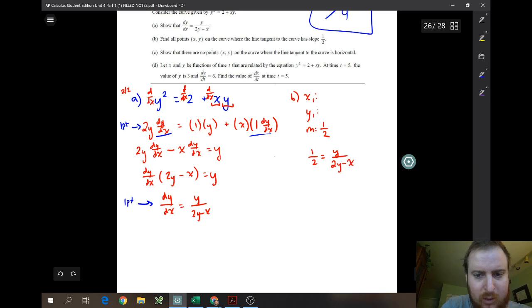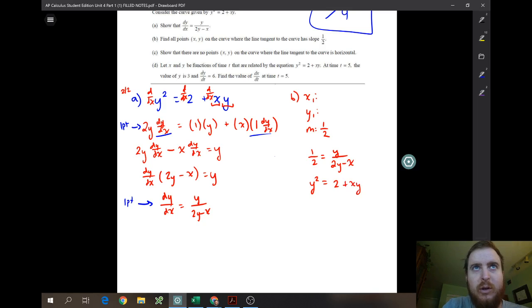Now we have an x and a y. That means we have 2 variables. So we need 2 equations. So the other equation on these is always the original: y squared equals 2 plus xy. So that's 2 equations and 2 unknowns.